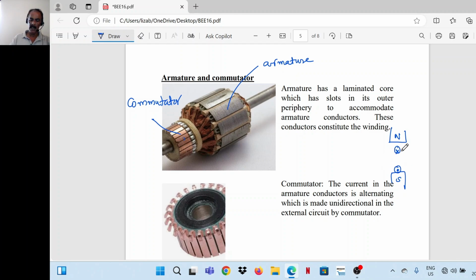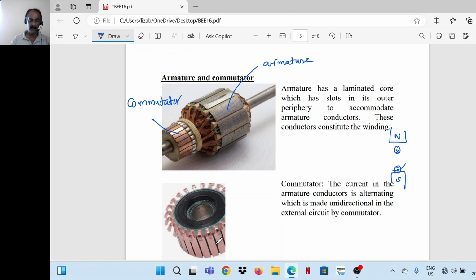The armature is continuously rotating. That means the current direction in the armature is reversed in each half cycle. That means current through the armature conductors is alternating. But in the external circuit, we are getting a unidirectional current or a direct current. And that is done by this commutator. So the commutator makes the current unidirectional in the external circuit.